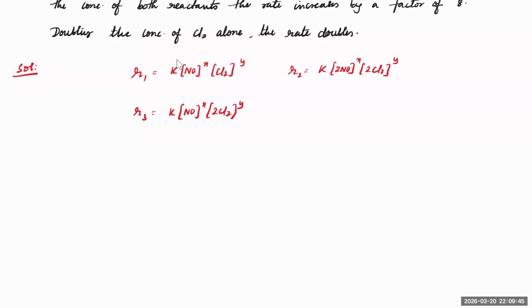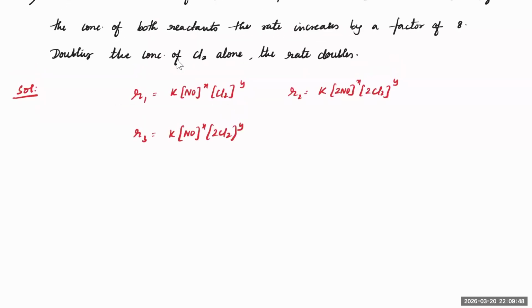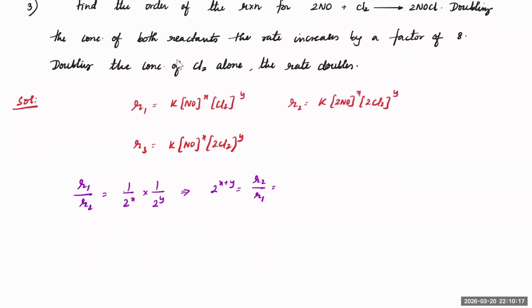I'm sure most of you got this. So first, if I write rate in terms of this, I have to double both reactants in one case, and in the other case only chlorine needs to be doubled. So I will get R1 by R2 equal to 1 by 2 raised to power x into 1 by 2 raised to power y. So that implies 2 raised to power of x plus y is equal to R2 by R1, and that is given as 8 times, which is 2 raised to power of 3. So x plus y equals 3.